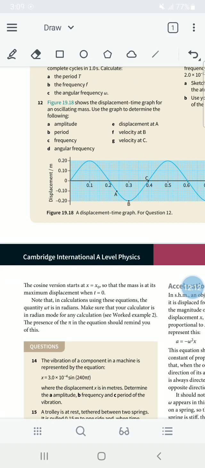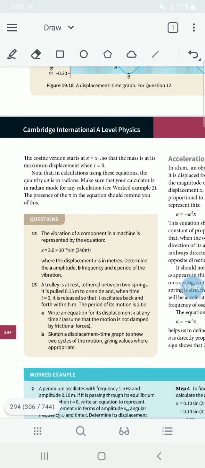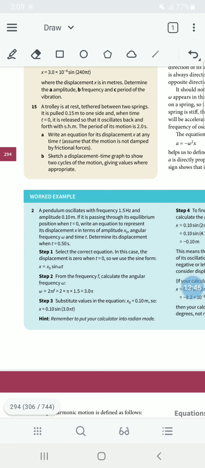When using these equations, because the quantity omega t is in radians, we have to set our calculators to radian mode. Please take a highlighter and highlight that part. It's very, very important. I hope you understood. If you did, do question number 14 and 15, please.